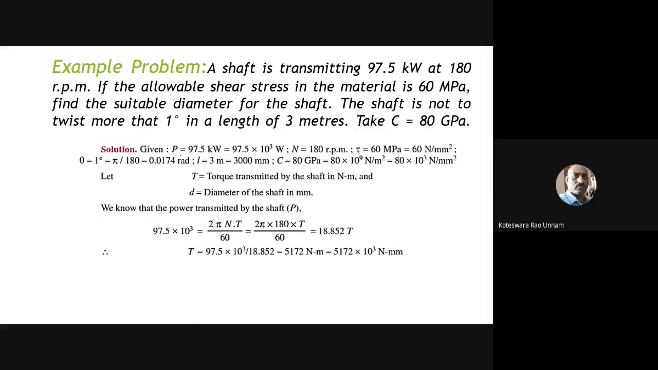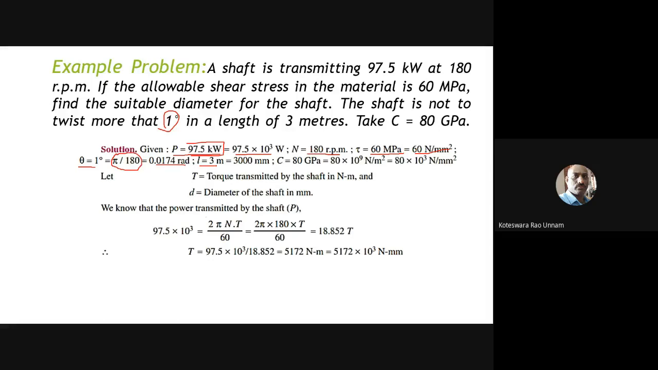So first, the same thing what I explained to you, 97.5 kilowatts. Now he has written the given data. 97.5 kilowatts is converted into watts just by multiplying it by 10 power 3. Then N is 180 RPM, tau is 60 Newton per mm square. Similarly, theta is given as 1 degree. The twist in the shaft is not more than 1 degree. So always we need to take the theta in radians, not in degrees. To convert the degrees into radians, I need to multiply that one by pi by 180. Then I'll get this one as radians.